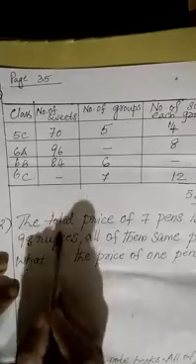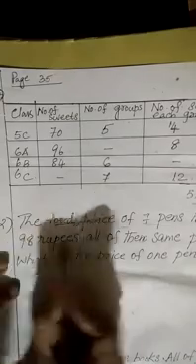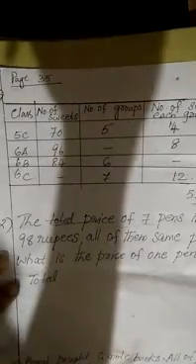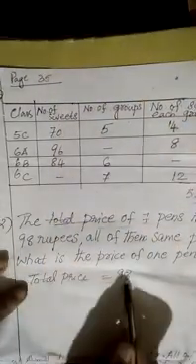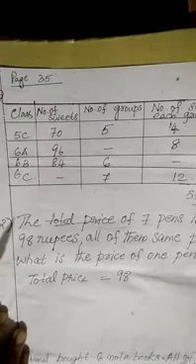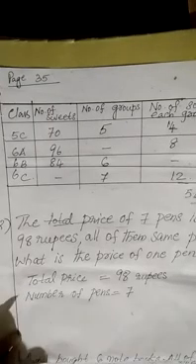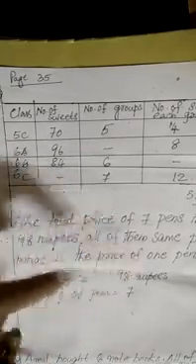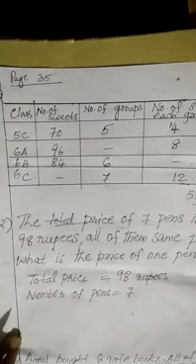So here we know the total price is given. Total price of 7 pens is given. Total price is how much? Yes, the total price is 98 rupees. Now what else is given? The number of pens is given, 7. So the number of pens is 7 and the total price is 98 rupees. So what is our question? What is the price of 1 pen? We have to find out the price of 1 pen.